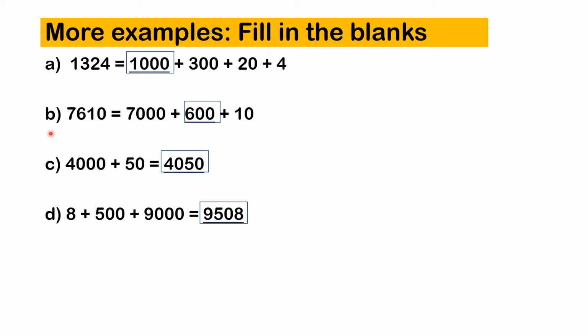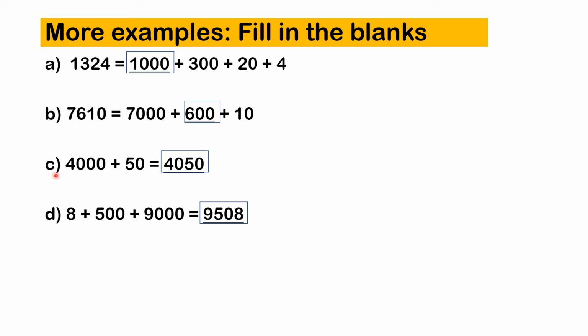Okay, same goes with the next example when we have 7,610. Since 7 is in the thousands place, the value is 7,000. As for the 6, it is in the hundreds place, which is the value for 600. As for the 1, it is in the tens place, which has the value of 10. And since in the group of ones there is just 0, there is nothing here.